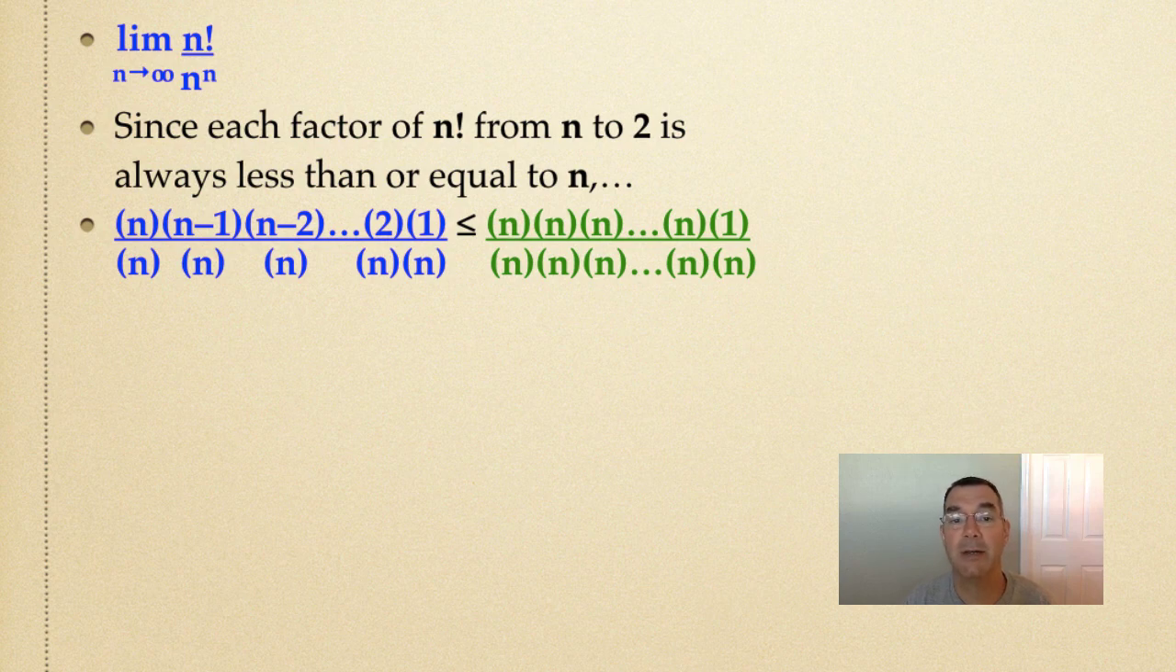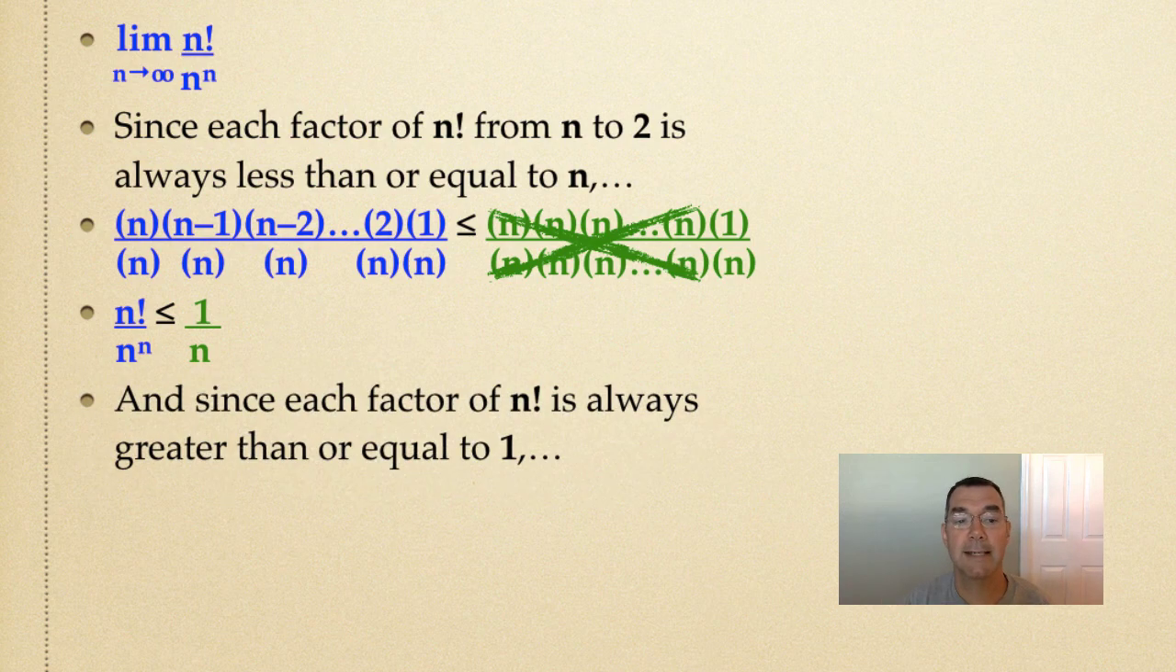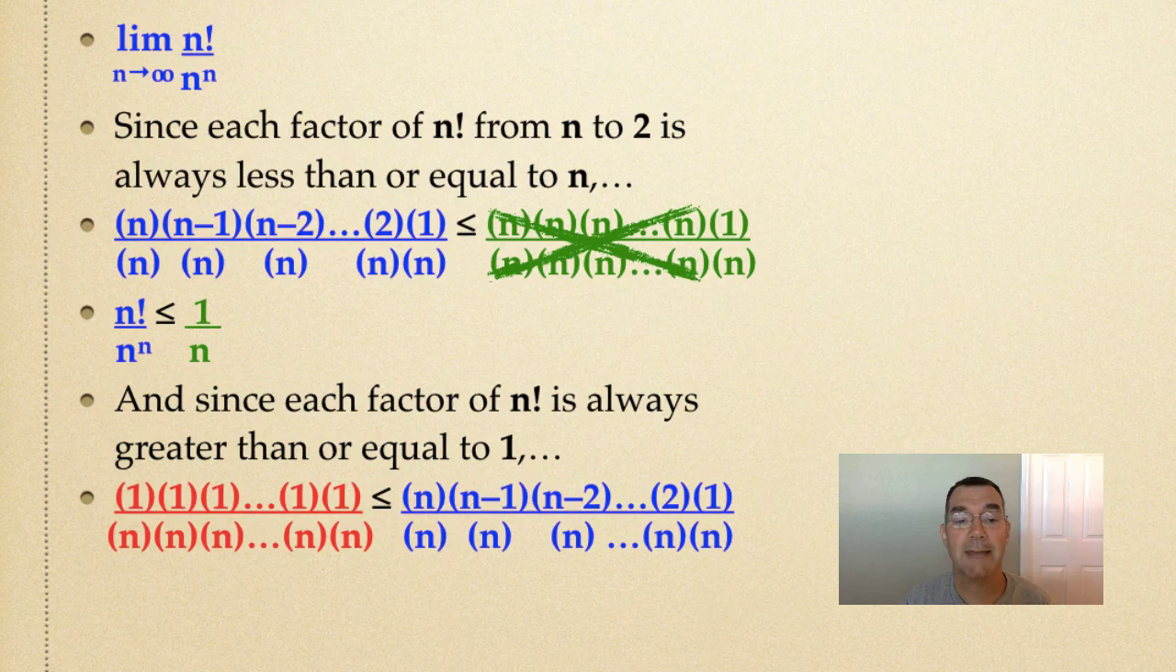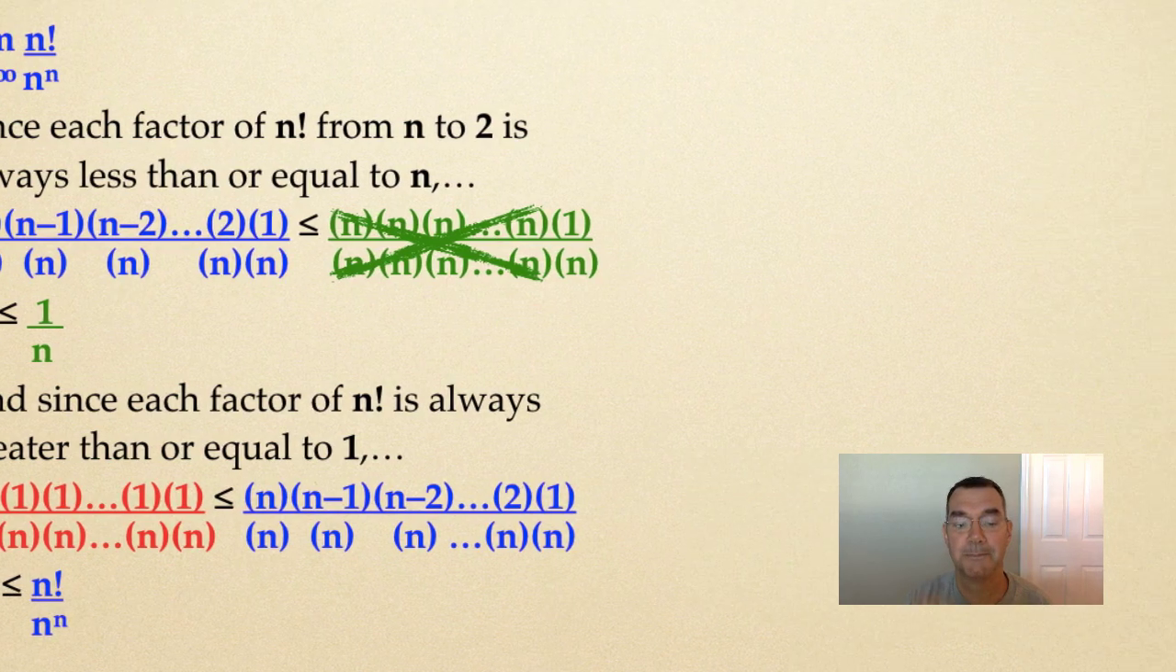I'm going to leave the denominator the same, and the reason is that all of those n's on top can cancel with most of the n's on the bottom, and that will leave me with 1 over n. All right. I also know that every factor of n factorial is always going to be greater than or equal to 1, so I can replace every factor with a 1, and come up with a sequence that is consistently less than or equal to n factorial over n to the n. If I simplify that, it just becomes 1 over n to the n.